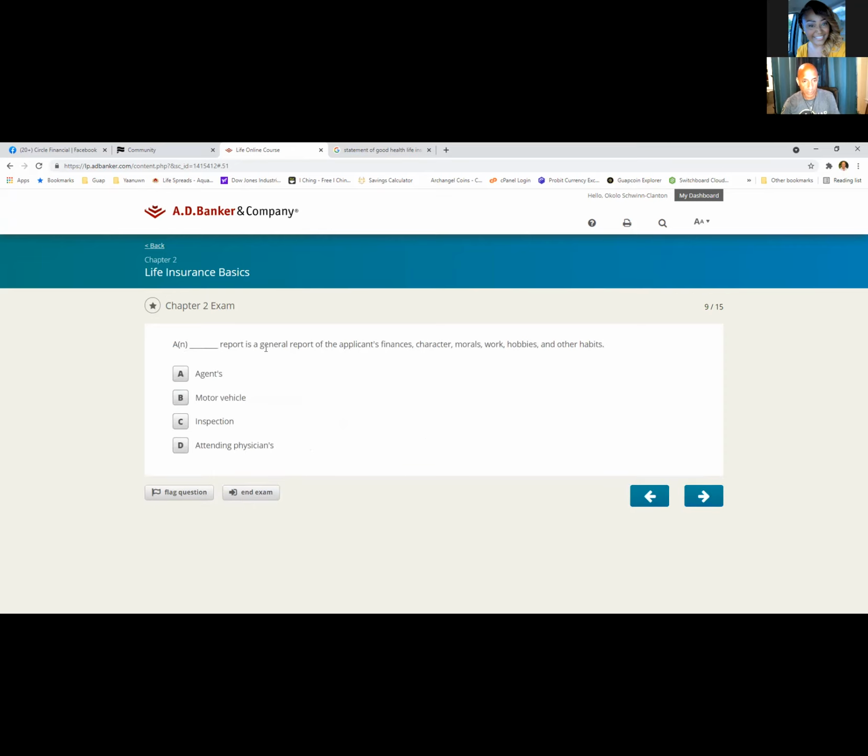And blank report is a general report of the applicant's finances, character, morals, work, hobbies, and other habits. The agent's report, the motor vehicle report, the inspection report, or the attending physician's report. So think of these in logical terms. Would you find finances in the agent's report about their character, morals, work, hobbies, and other habits? Oh, wait. Now I thought I was convinced. So now I think it's A or C. Now we've got to guess.